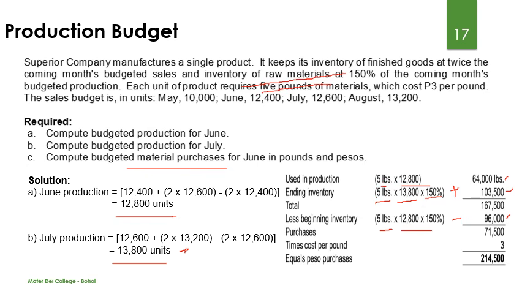Okay, so we just have to be careful with the amounts that we're going to multiply. Let us analyze properly the requirement of the problem. Remember that the ending inventory for raw materials is the 150% of the next month. Okay, and our ending inventory for the current month, that is the beginning inventory of next month.